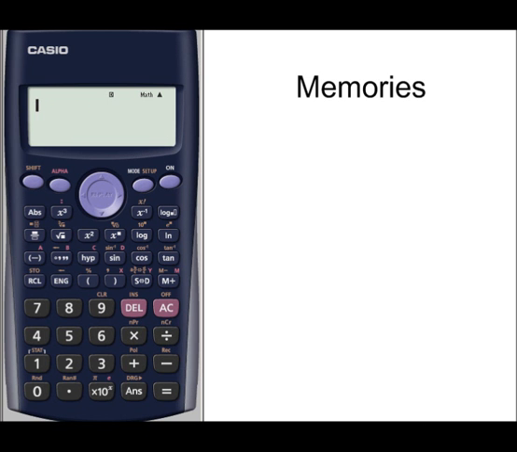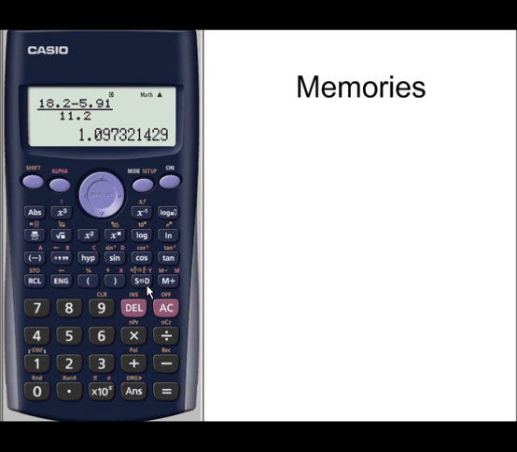Using the calculator's memories. Now these calculators have a number of memories in them, represented by these red lettered keys. So you've got memory A, B, C, D, X, Y and M in this calculator. Let's do a simple calculation to demonstrate how to use the memories. So I'm going to subtract a couple of numbers and then divide the answer by 11.2.